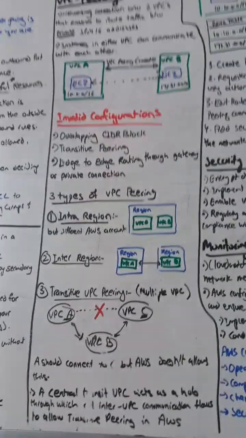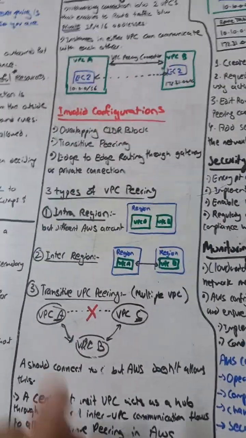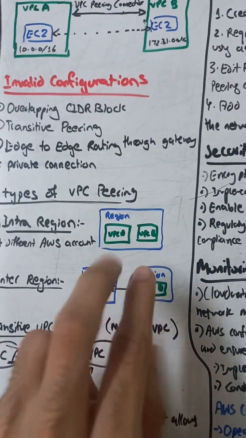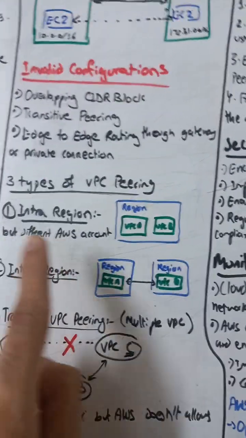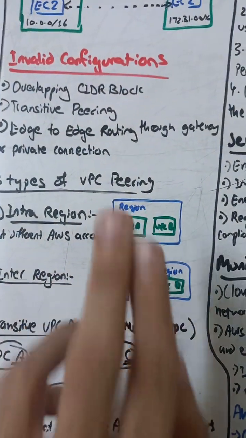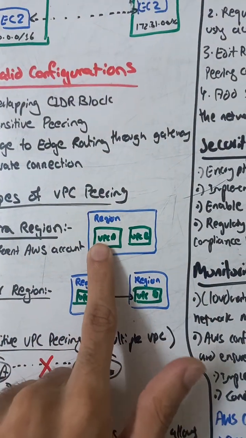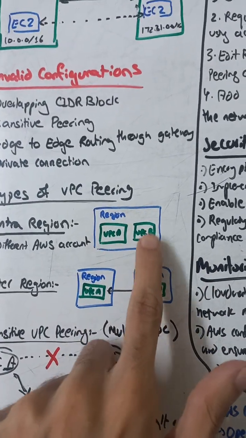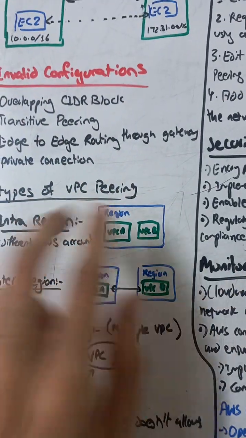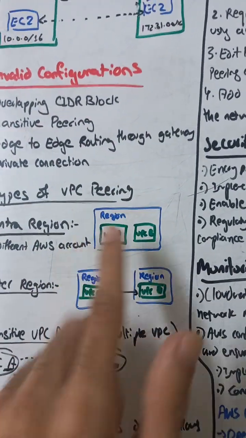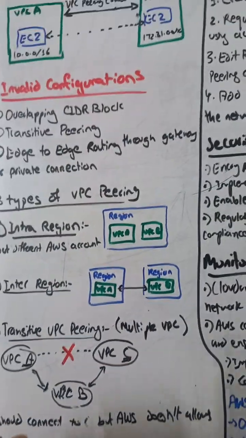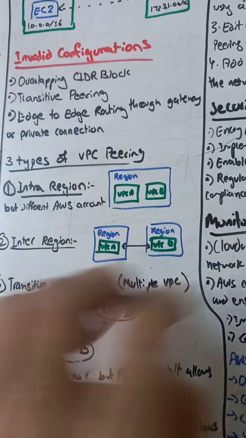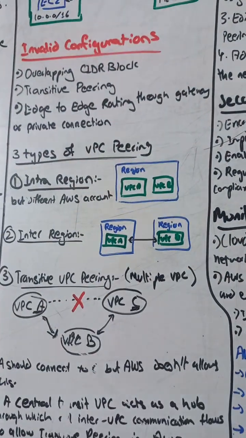Okay, next, there are three types of VPC peering. You have intra-region, which basically means that within a region, you can have VPCs with different AWS accounts that can communicate with each other. So this is AWS account A, this is the account for B, this is VPC A, this is VPC B, and both the VPCs and accounts are in the same region. They can do VPC peering. That is intra-region. Inter-region means that now they are in different regions. They can also do this.